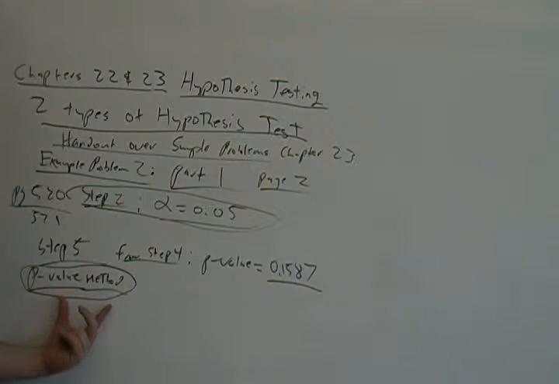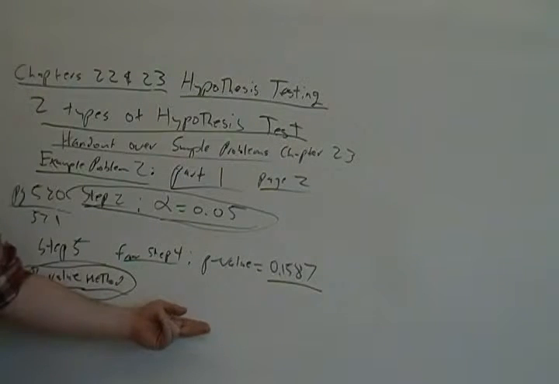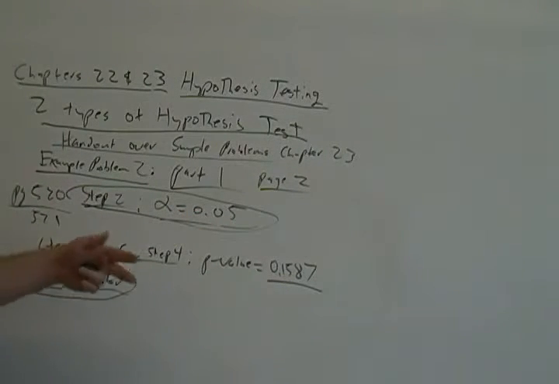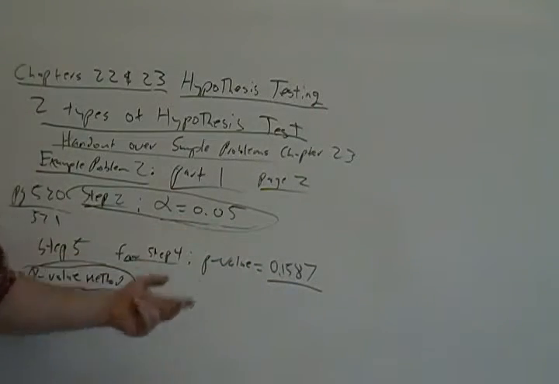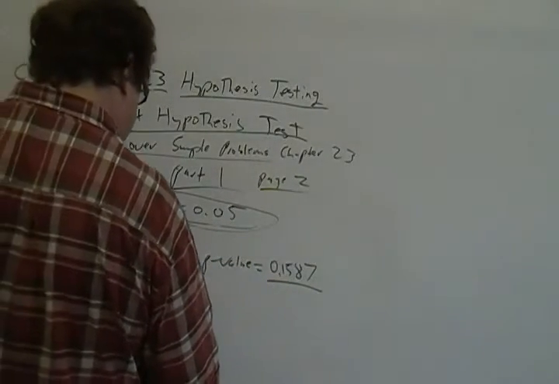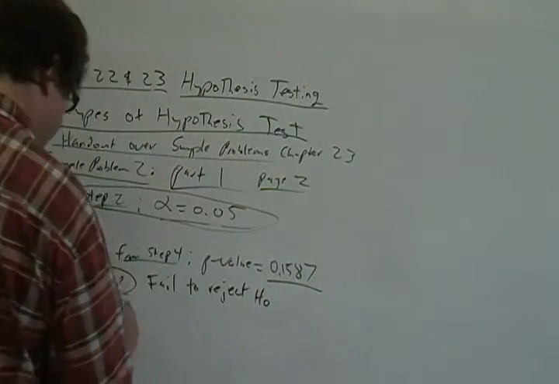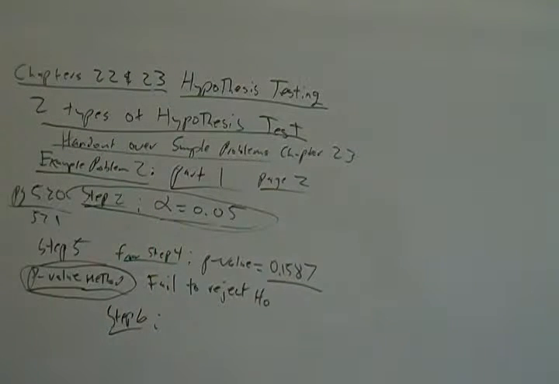Remember, there's only 2 ways to answer step 5. You're either going to say reject H0 or fail to reject H0. If the p-value is less than alpha, you reject H0. That's what happened in the last problem. But if the p-value is not less than alpha, you do not reject H0. So here, we fail to reject H0. Then we go to step 6, and it just says, state the final conclusion.